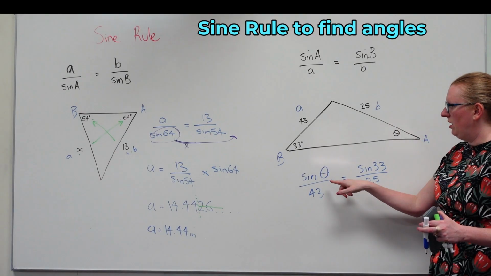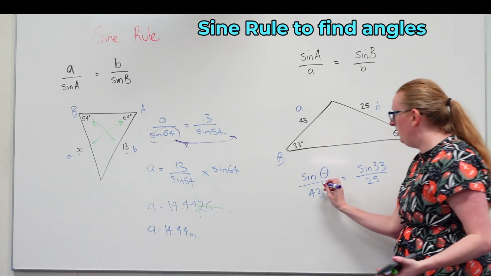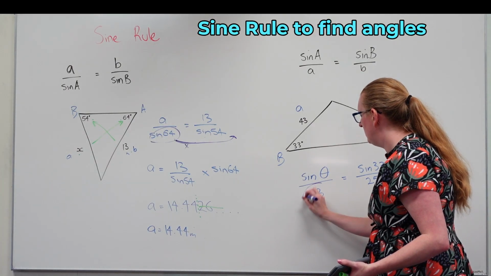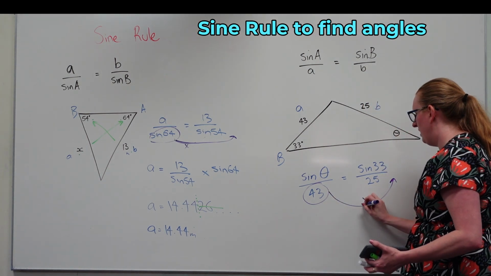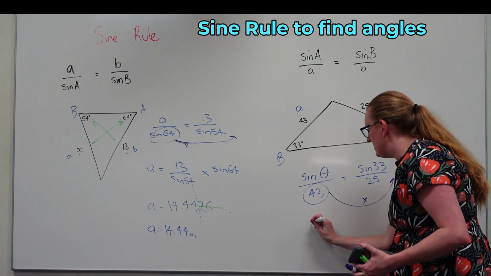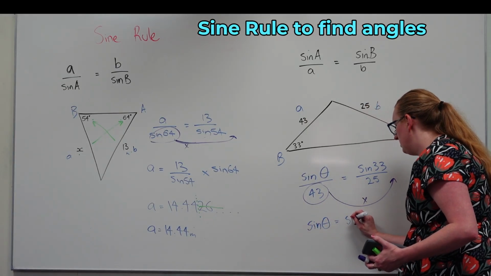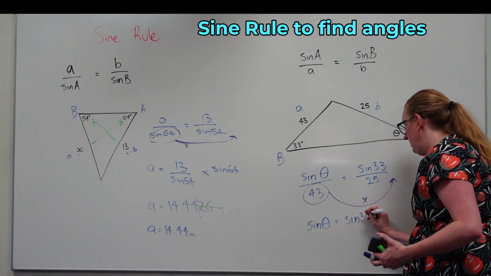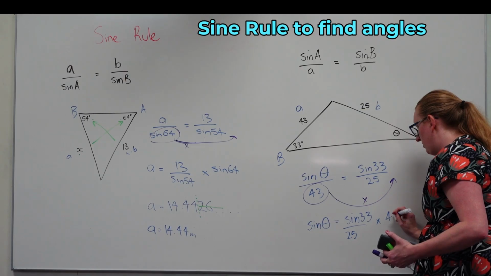Now, just like before, I have to move my unknown to the other side. So this, I'm going to pick it up, bring it over here, and I'm timesing. So now what it says is sine angle equals sine 33 over 25 times 43.